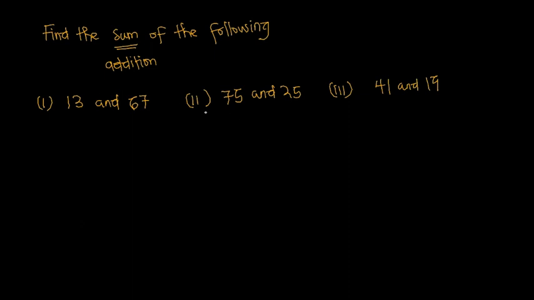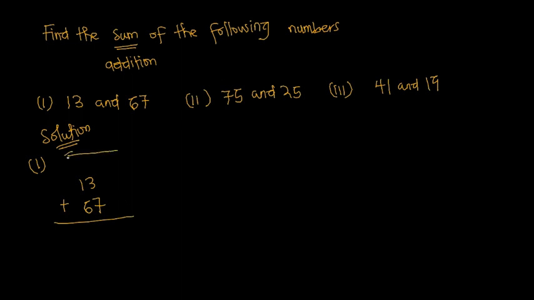So the question demands that we find the sum of the following numbers. So let's look at the solution. So what I'll do is I'll write the first number given to me, which is 13. Then I write the addition sign. Then I bring 67 under it. Alright, so I start adding from my right to left.